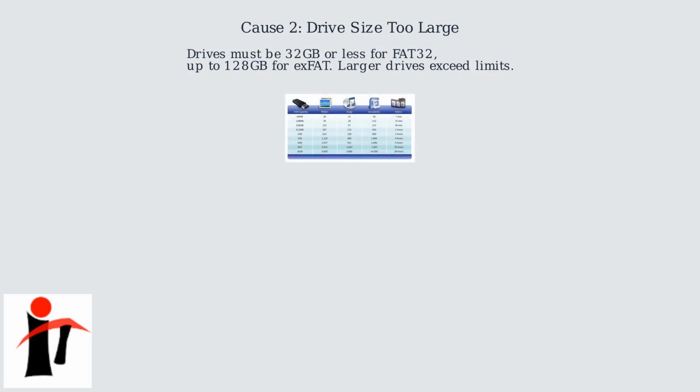The second cause is drive size. For FAT32, stick to 32 gigs or less. exFAT supports up to 128 gigabytes. Drives larger than these limits will cause formatting errors as the system scans them.